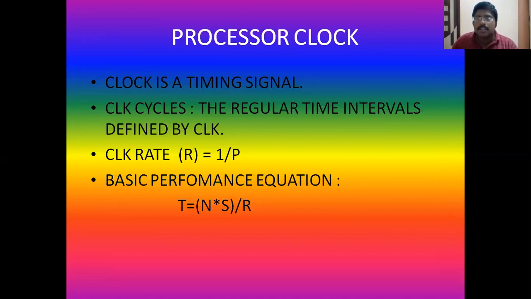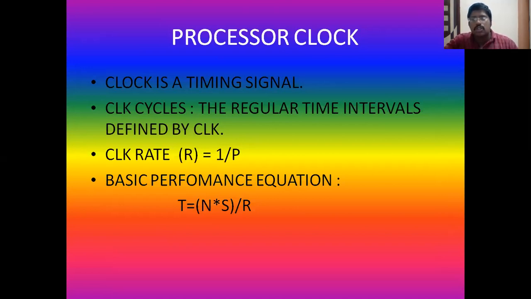So clock is a timing signal. It gives the time, which is the execution time, the time taken for executing an instruction. I am discussing clock frequency. Higher the clock frequency, lower the time of execution. That means the processor performance is very good. If the clock frequency is less, then the time period for executing will be more, and its performance will be less.